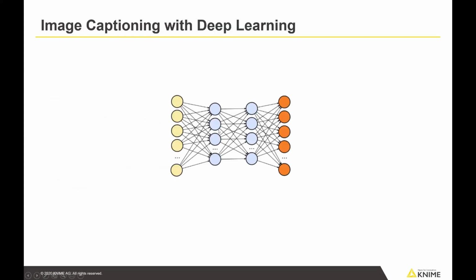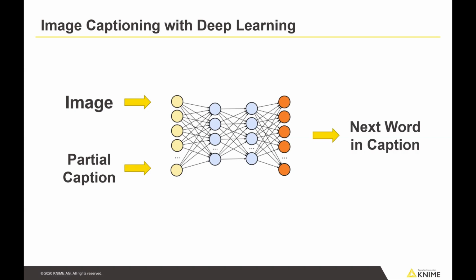So with this iterative approach, we don't only have one input to the network, but we have 2. The first input is the image, business as usual, as we did for the image classification. And then we have a second input, which is a partial caption. So basically, this is everything we know so far. This is part of the caption we want to ultimately predict or have the network learn. And the output of the network is the next word in the caption.